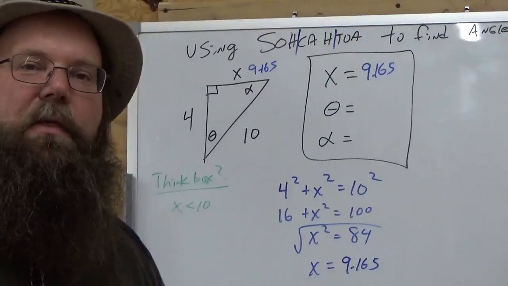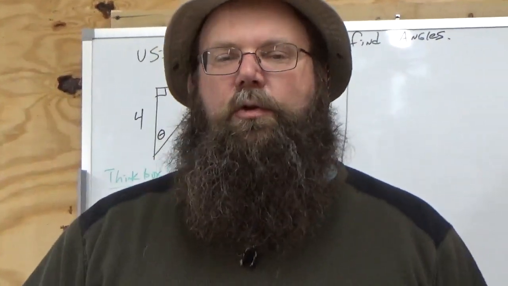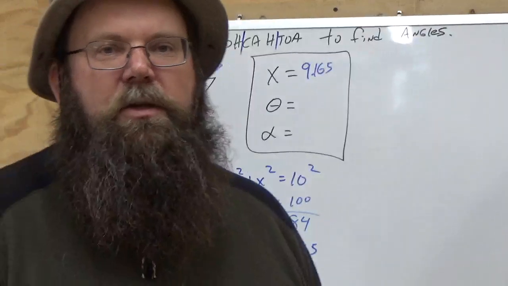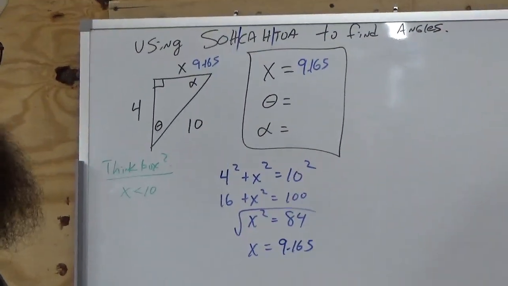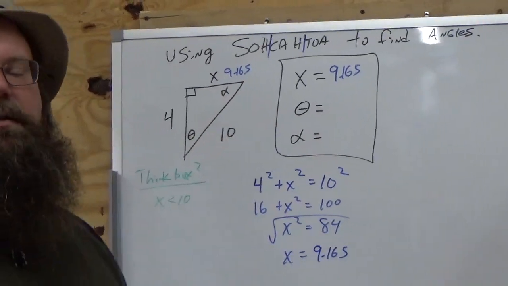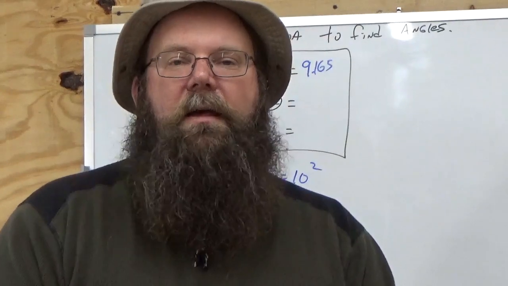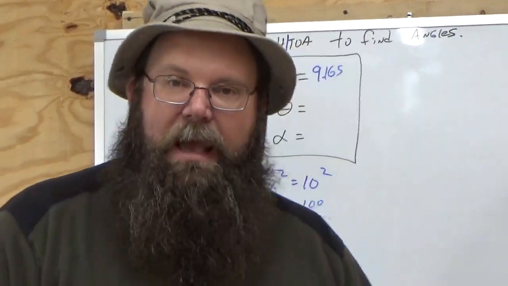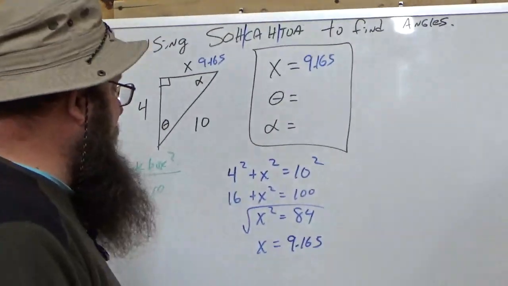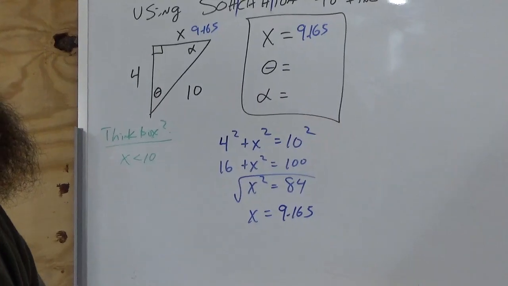Guess what? Nothing new yet. Oh, we used the Pythagorean Theorem. Yeah, we did that in February, back when things were still normal. Okay? So x is 9.165. Now, how are we going to find these angles? This is new. So how are we going to find the angles? We got to find these angles. Okay? So, theta and alpha.